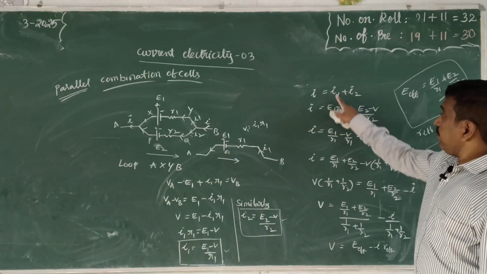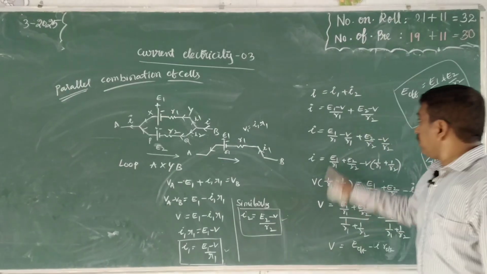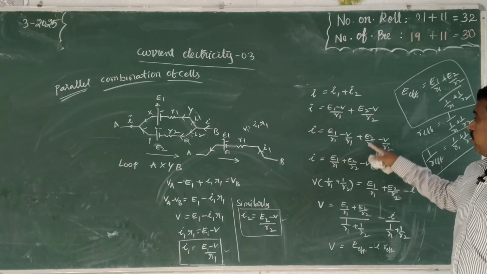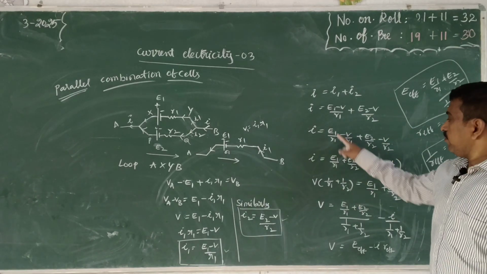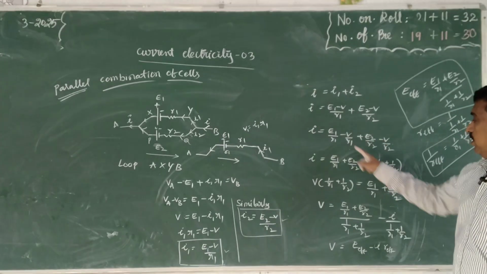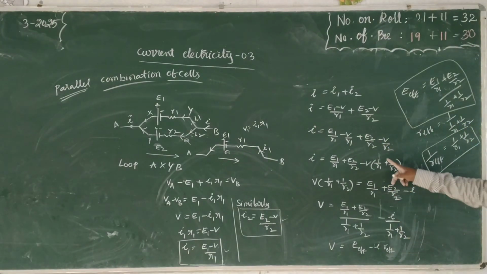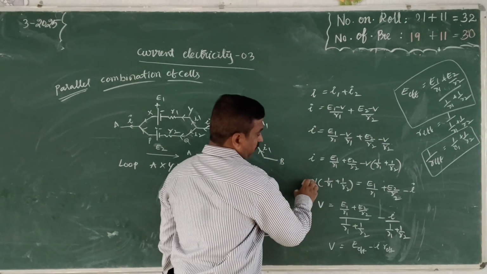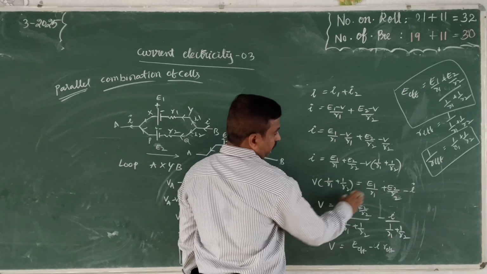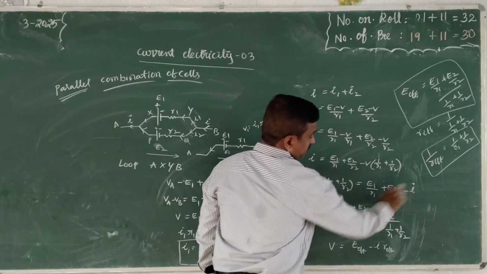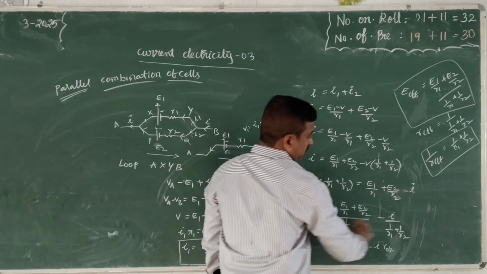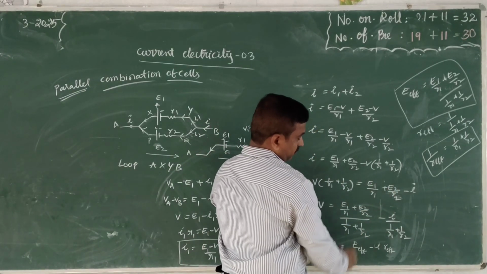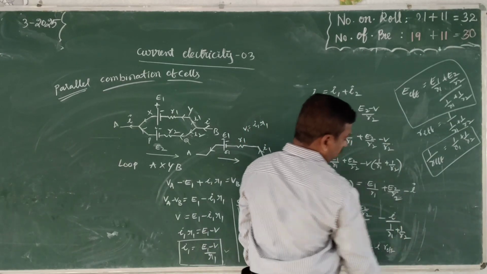I equals I1 plus I2, meaning (E1 minus V) by R1 plus (E2 minus V) by R2. So E1 by R1 plus E2 by R2 minus V into (1 by R1 plus 1 by R2). This term changes to this side, and I changes to that side, so V into (1 by R1 plus 1 by R2) equals E1 by R1 plus E2 by R2 minus I. Being multiplied, it changes to this side as divided. Writing separately: (E1 by R1 plus E2 by R2) by (1 by R1 plus 1 by R2) minus I by (1 by R1 plus 1 by R2).